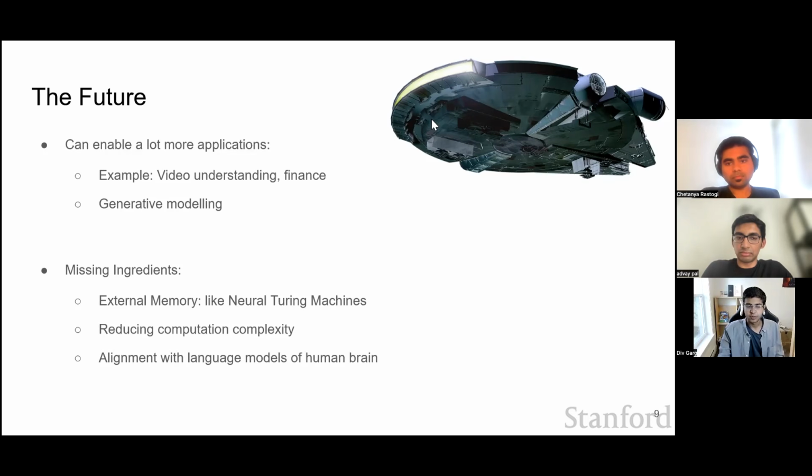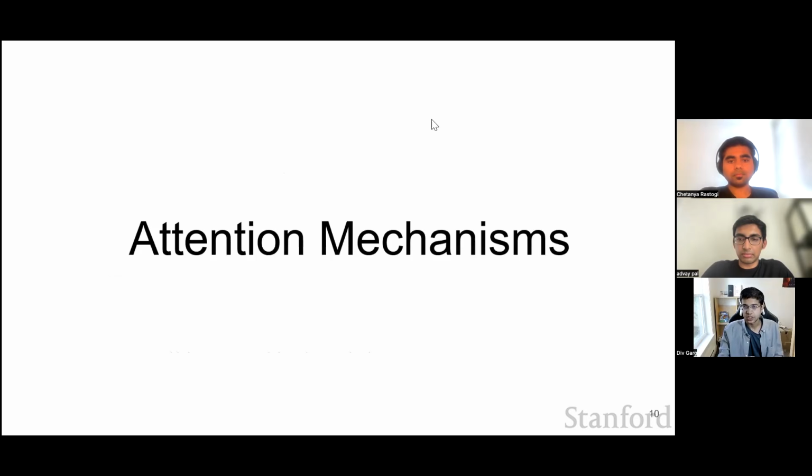Nevertheless, there are a lot of missing ingredients. Like the human brain, we need some sort of external memory unit, which is the hippocampus for us. And there are some early works here. One nice work you might want to check out is called Neural Turing Machines. Similarly, the current attention mechanisms are very computationally complex in terms of time, and they scale quadratically, which we will discuss later, and we want to make them more linear. And the third problem is we want to align our current language models with how the human brain works and human values. And this is also a big issue.